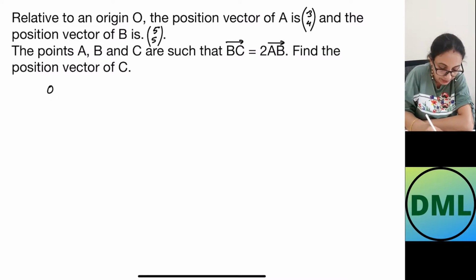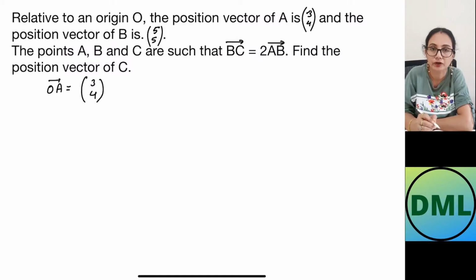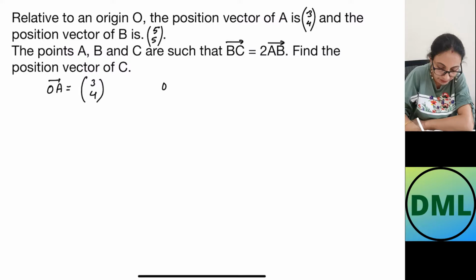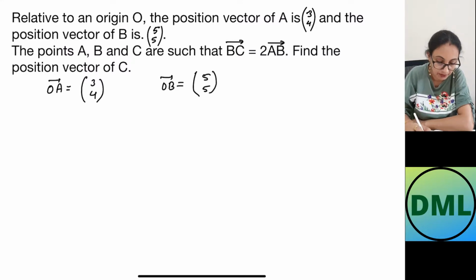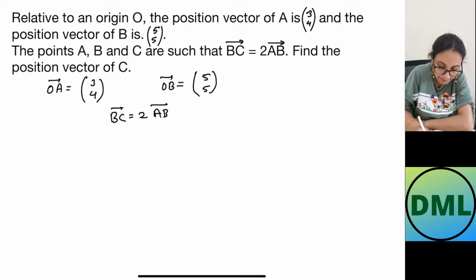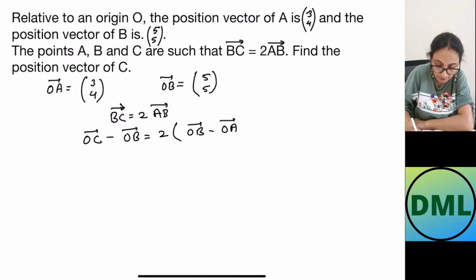Position vector of A, that means they gave us OA equal to (3, 4) in the form of a column vector. Position vector of B, that means OB is equal to (5, 5). Now they gave us that BC is equal to 2 times AB. Now write this in position vector form. This can be written as OC minus OB is equal to 2 times (OB minus OA).